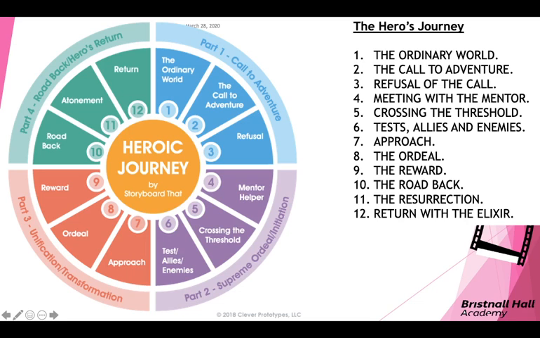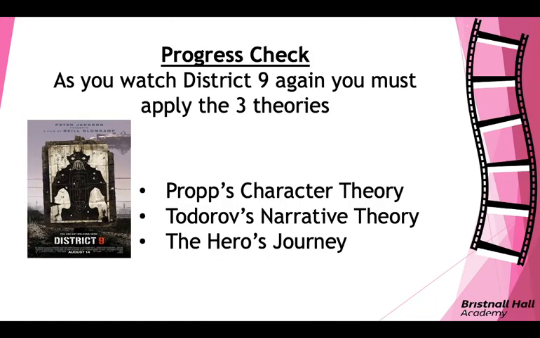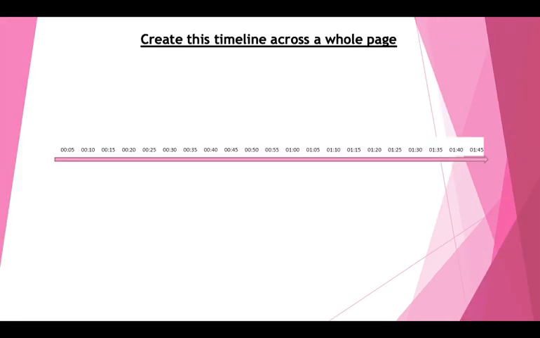So where was there a mentor? Where is there a refusal to help? Where is there an ordeal? Where is there a return to the beginning, etc. You'll be using Propp's character theory, Todorov's narrative theory, and the hero's journey to create a timeline of the film. So, for example, in the first 5 minutes, you are introduced to the equilibrium of the film, where the aliens are treated horrendously by the people of South Africa and treated like second-class citizens. And at the end, you have the character's return with the elixir, where Christopher goes off into space, etc.